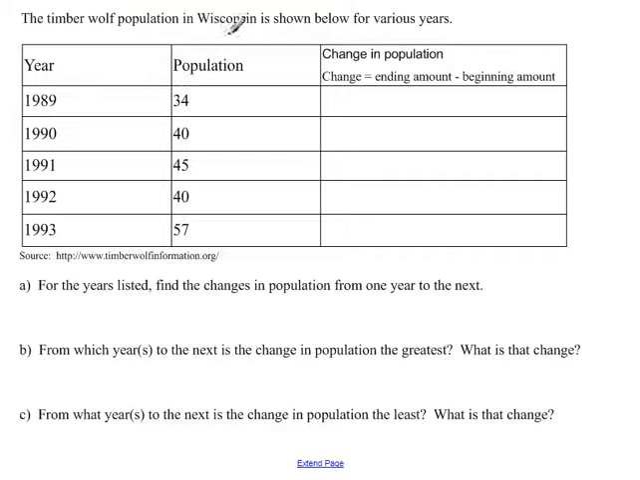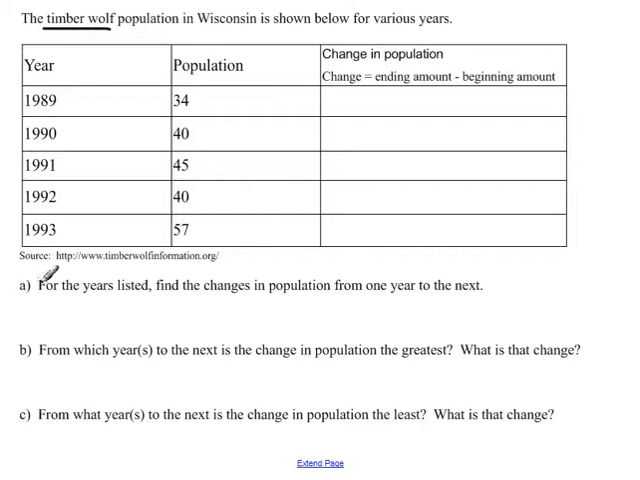In this problem, we're given quite a lot of information, so let's read carefully what we have. The timber wolf population in Wisconsin is shown below for various years. So here in this table we have some different years from 1989 to 1993. We have the population, and remember, they told us up here this is the population of timber wolves in Wisconsin. And then over here we have a blank column that's asking us to fill in some information about the change in population. So it's always a good idea to know all the pieces of a problem before we begin.